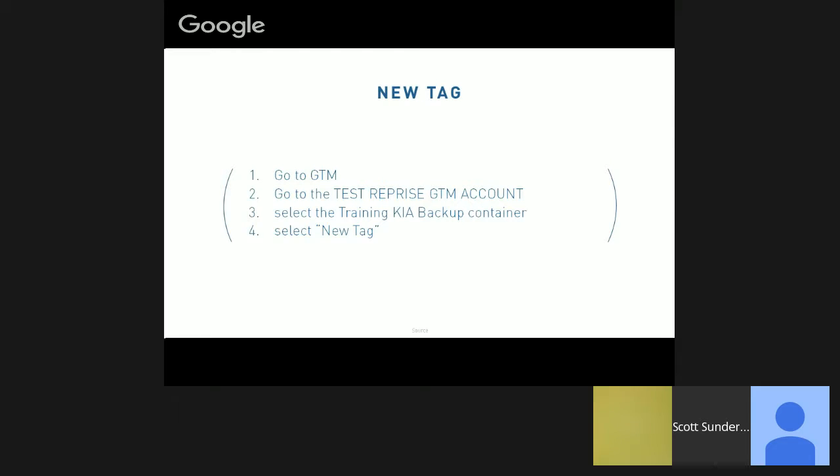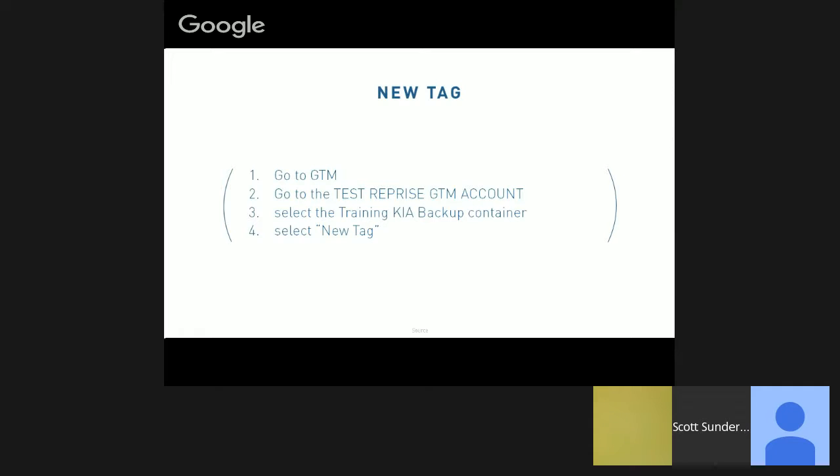Yeah, so for now, can everyone go to the Test Reprise GTM account and is there a container called training Kia backup in there? Okay, so some of the people have got it. The anomaly people don't. Have you given it? Yeah, you've got a training Kia backup, so click on that. Then use it. Sorry, we're just setting up some of the anomaly people with access to that.